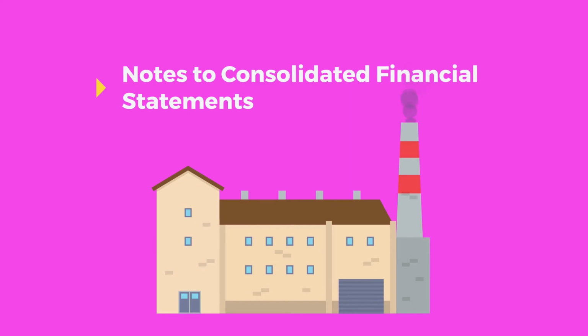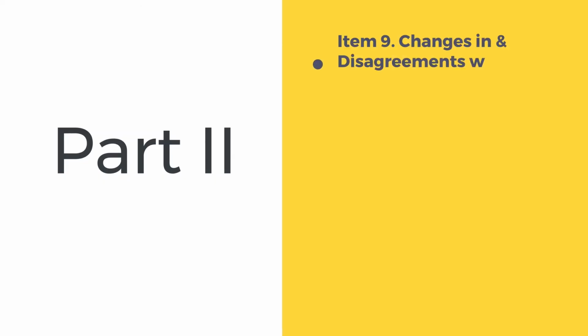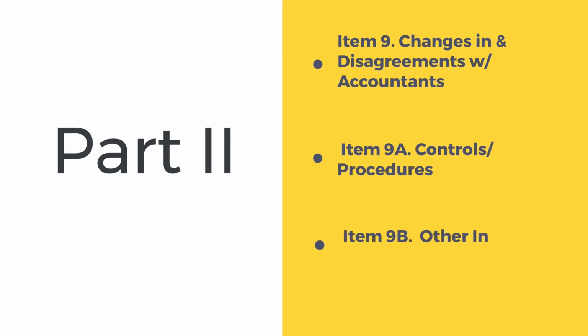Item 9 are changes in and disagreements with accountants. Item 9A are controls and procedures. 9B are other info, usually miscellaneous things that the company needs to disclose. And then we get into part 3. In part 3, first we'll start with item 10. So item 10 is directors, executive officers, and corporate governance.